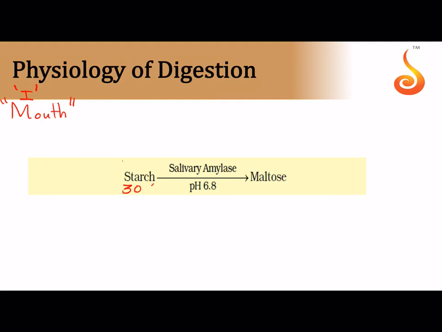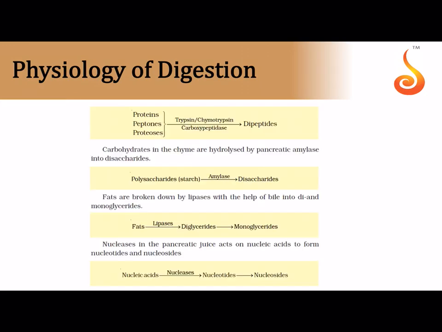Only starch digestion takes place. 30% of the starch gets digested in your mouth at the pH of 6.8, slightly acidic pH, in the presence of salivary amylase. Starch is a polysaccharide. It gets converted into a disaccharide. That means starch is a beaded structure with many monosaccharide units, but maltose is only 2 monosaccharide units. So a polysaccharide gets broken down into a disaccharide in the mouth with the help of salivary amylase.